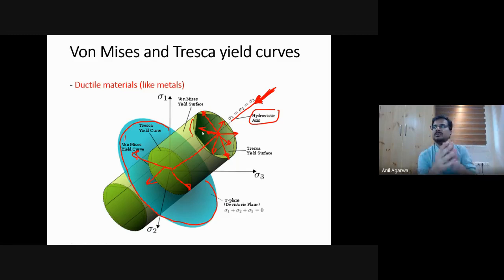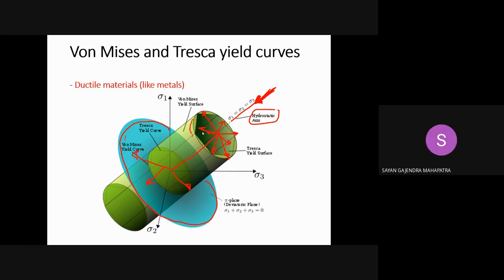Deviation basically means when your sigma 1 stops being equal to sigma 2, that's when you are deviating from that, right? Or when sigma 2 stops being equal to sigma 3, that's when you are deviating from it. So that's why it's called the deviatoric plane. Okay.